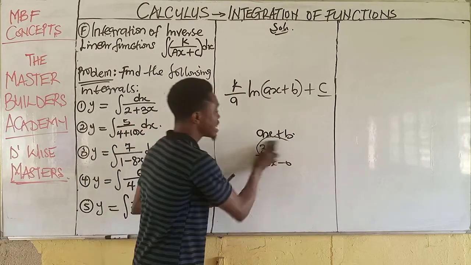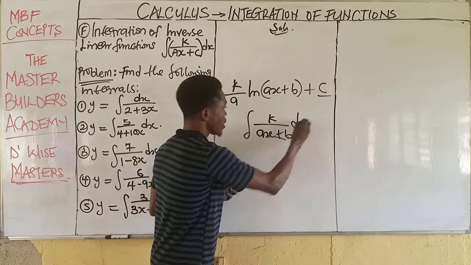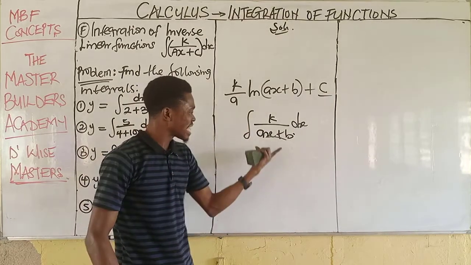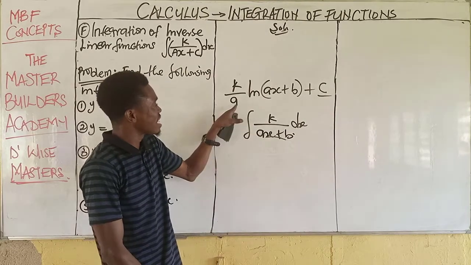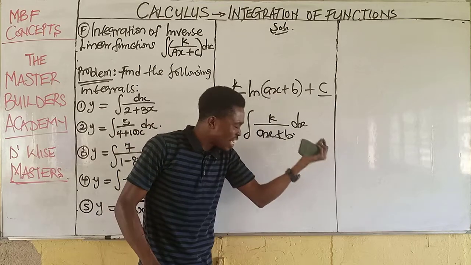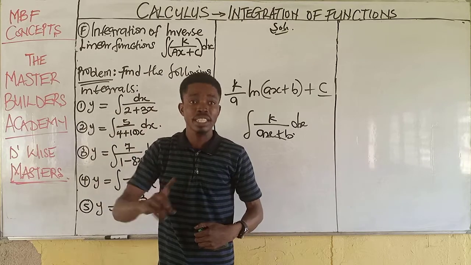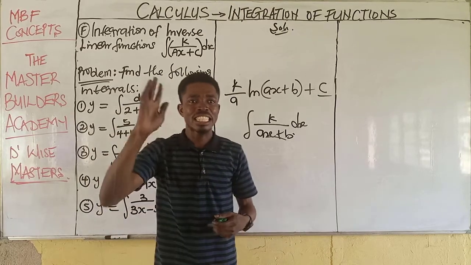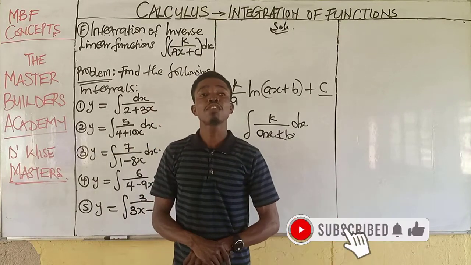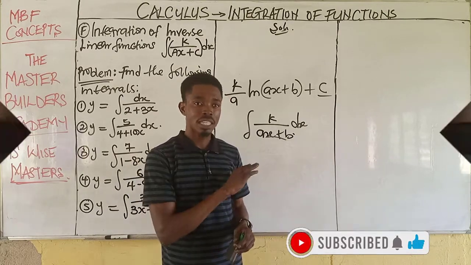So if I am asked to integrate k over ax plus b dx, the answer is this. Pull down the numerator, all over the derivative of the denominator, then take the ln of the denominator plus c. But you must ensure that the numerator is a constant and the denominator is a linear function for this theorem to work. If not, then you will try out another method. If this is understood, now let's get to work.